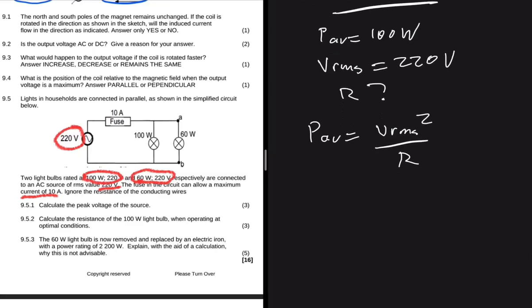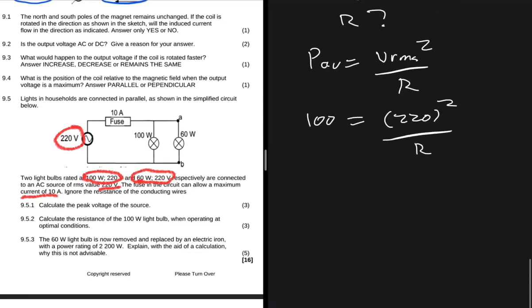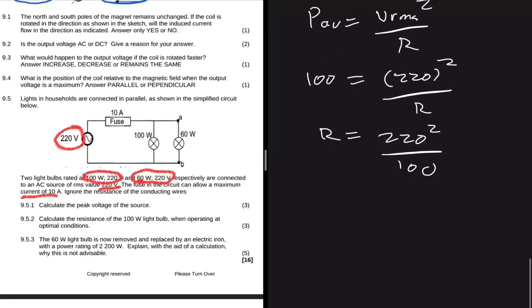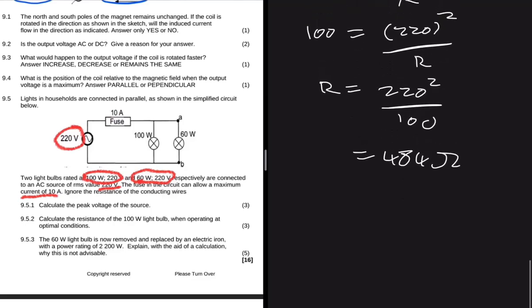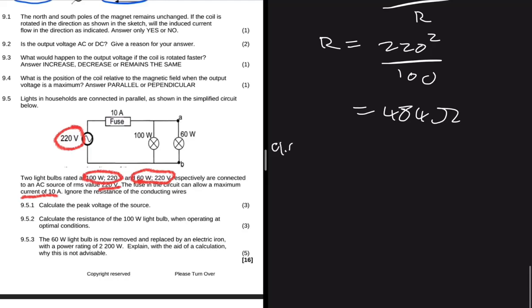So what is the average power? The average power is 100, and then the VRMS is 220, and then we square it and we divide by the resistance. So the resistance will be 220 squared divided by 100. So let me just punch that in my calculator real quick and see what I get. So 220 squared divided by 100 is giving me a value of 484 ohms, right? And yeah, I think that's all. We can move to 9.5.2.